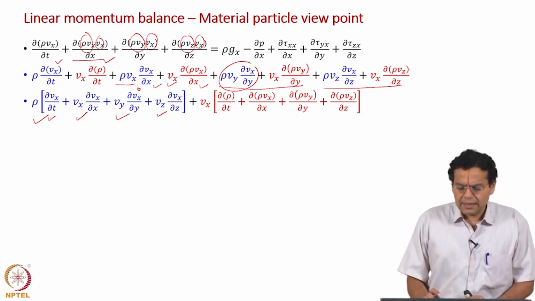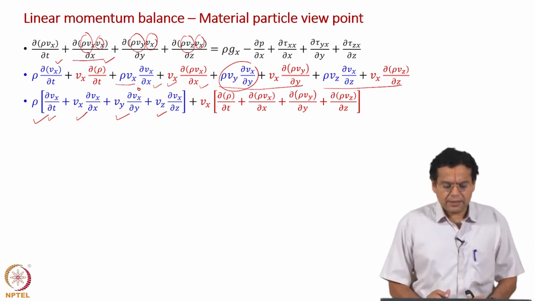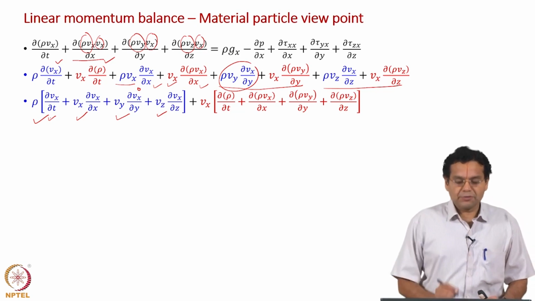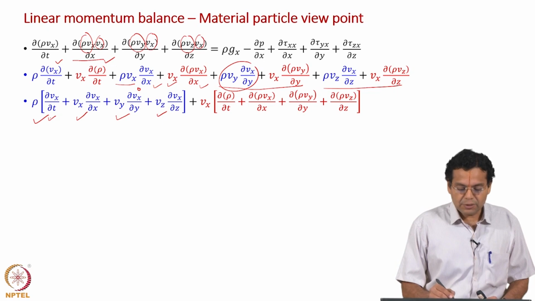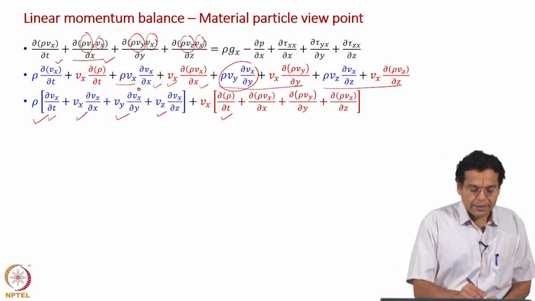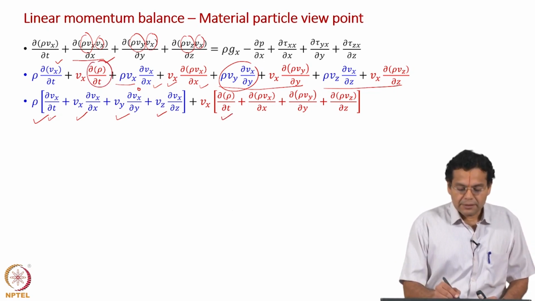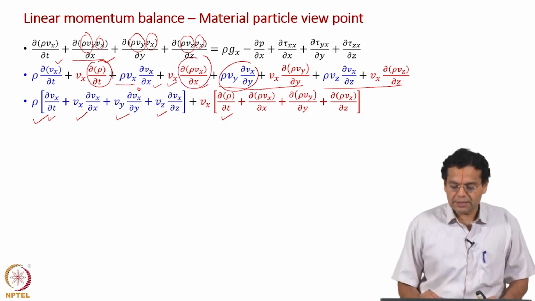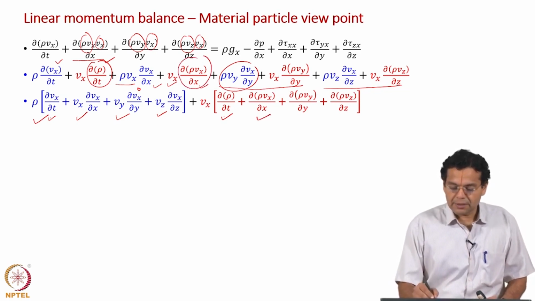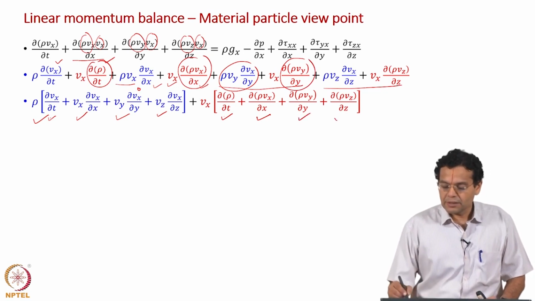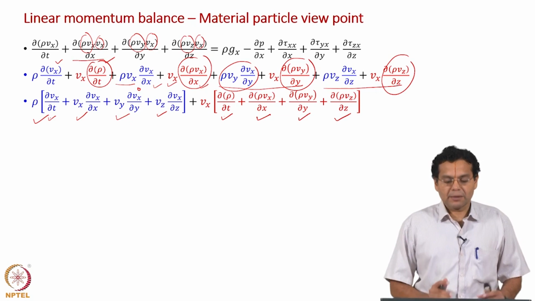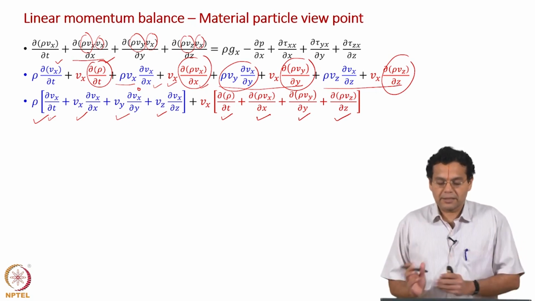Let us combine all the red color terms. Now Vx is common, if you look at all the red color terms, Vx is common. Now let us take Vx out, then you have dou rho by dou t from this term, then dou rho Vx by dou x from this term, then similarly you have dou rho Vy by dou y and similarly dou rho Vz by dou z. So, combine all the blue color terms and the red color terms.